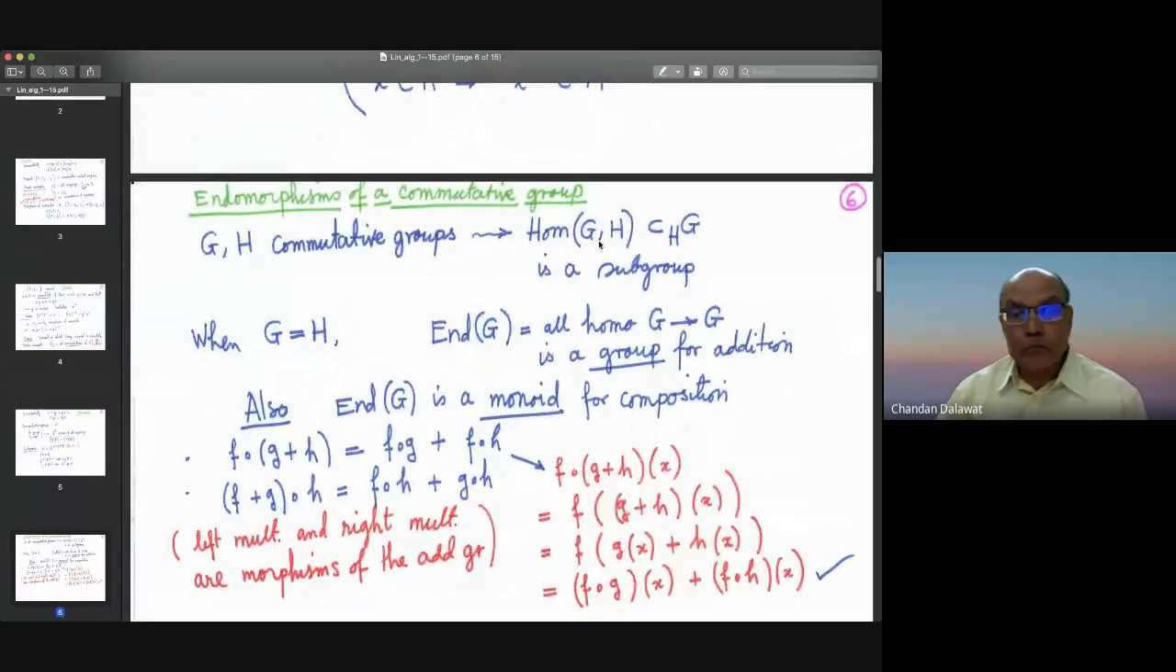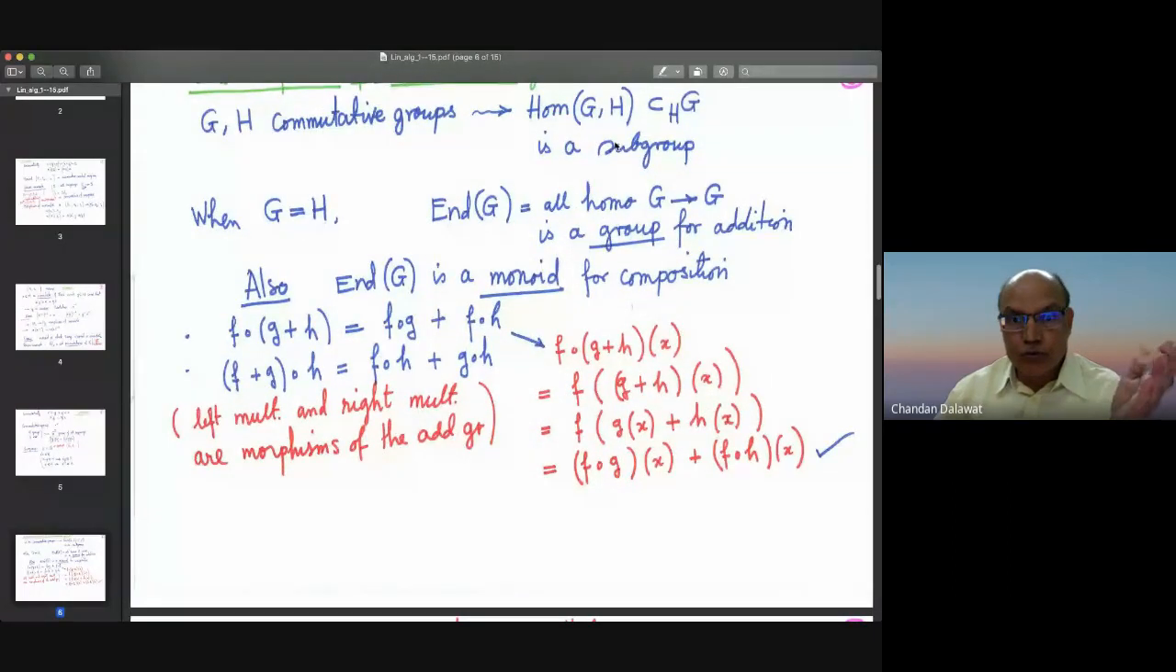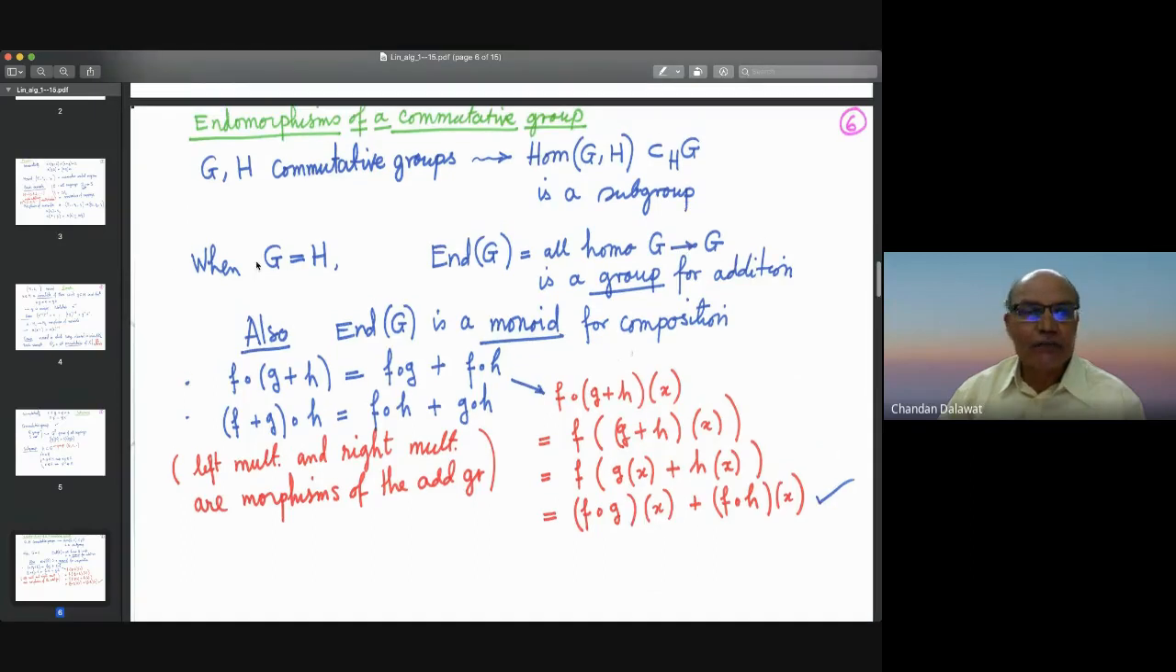So you have this subgroup. Now let's consider a special case when G is equal to H. In this case, the set of all morphisms from G to G is denoted End(G). A mapping from G to G which is a group homomorphism is called an endomorphism of the group G. That's why it's written End(G). So it becomes a group for addition, addition being the law of composition in the group G.